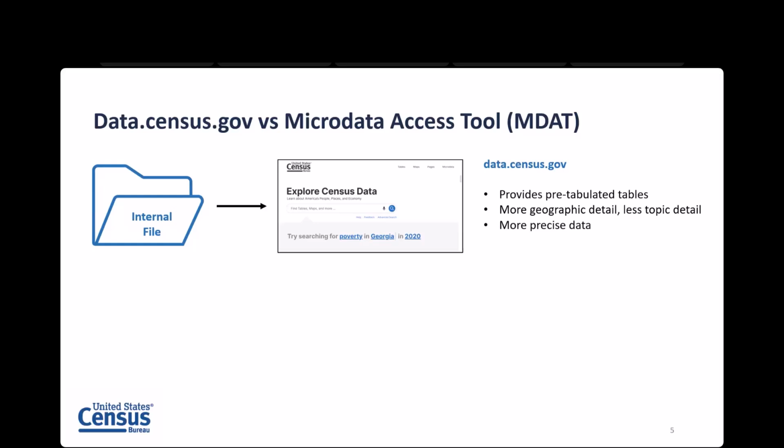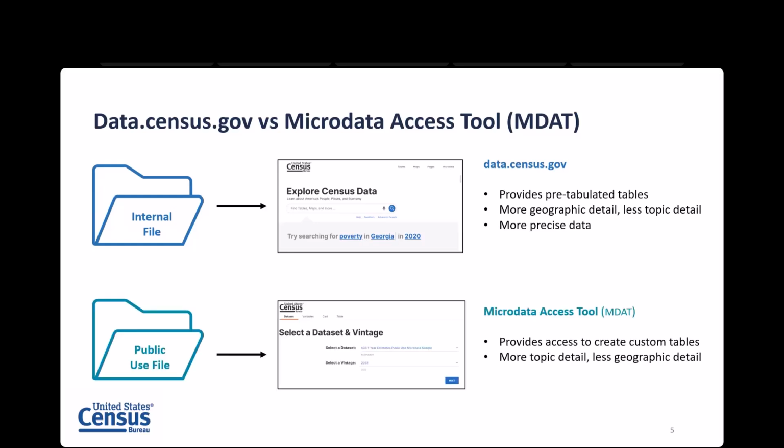One of the disadvantages, though, that you might find is that it has less topic detail, meaning if you're trying to cross a lot of topics together, you might not find exactly what you need from one of those pre-tabulated tables over on data.census.gov.